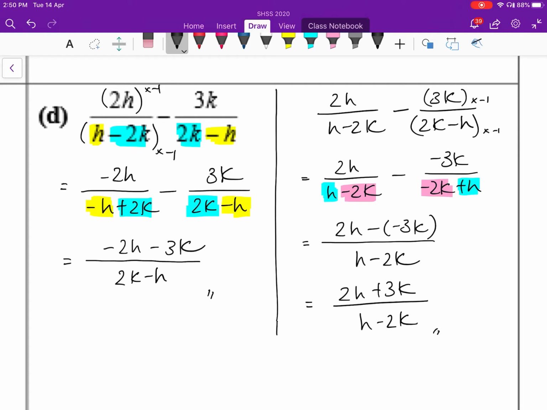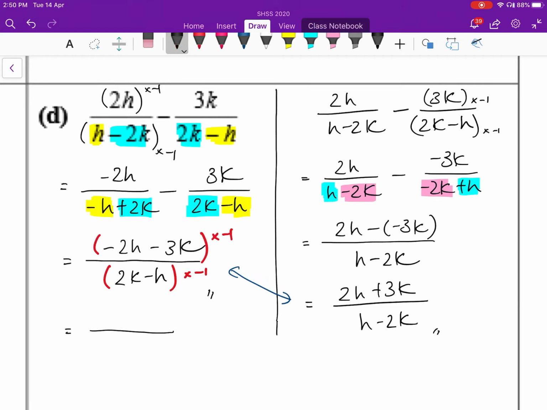And I'm done. Then you must be wondering, but Cher, the answers to these two are different. No, they are actually the same. What do I mean by they are the same? See, if I were to multiply by negative 1, multiply by negative 1, they are equivalent fractions, right? For fractions, I can just multiply anything at the numerator and denominator and it will still be the same. And you see what I mean.